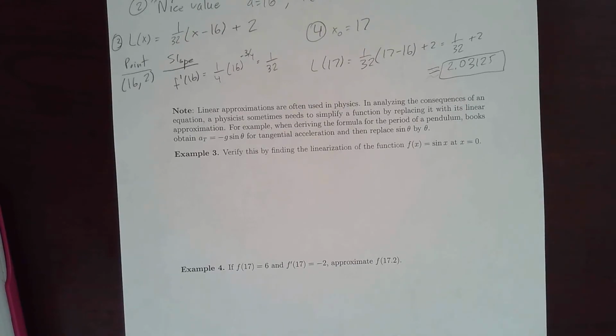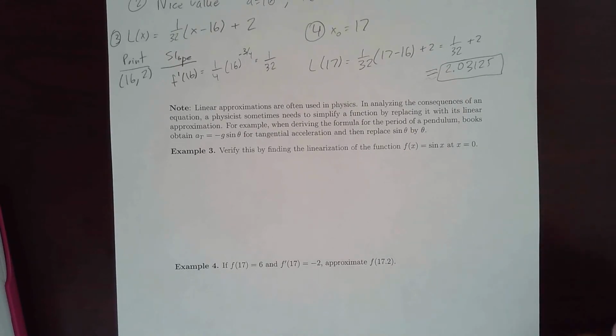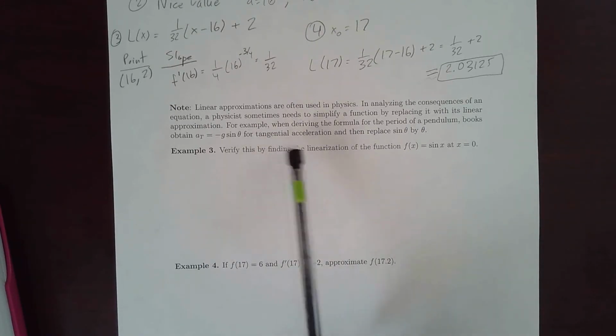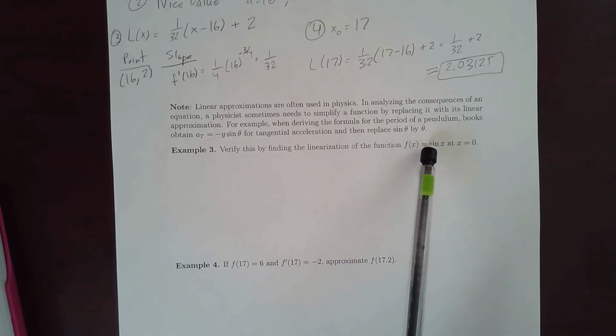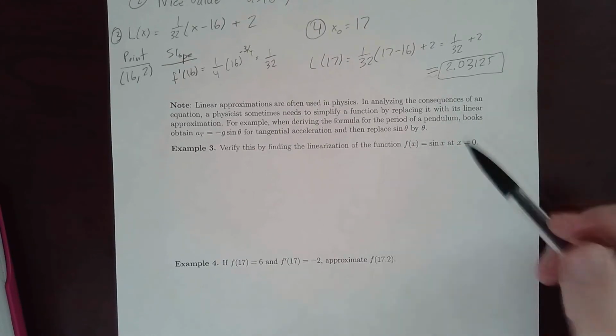So note that linear approximations often get used in physics. So if we look at the consequences of some equation, sometimes we might need to simplify a function by replacing it with its linear approximation. So one of these more famous examples is when deriving the formula for the period of a pendulum. Oftentimes we'll replace sine of some angle by the angle when looking at the formula for the period of a pendulum. And so the idea then is that you can linearize sine of x with x.